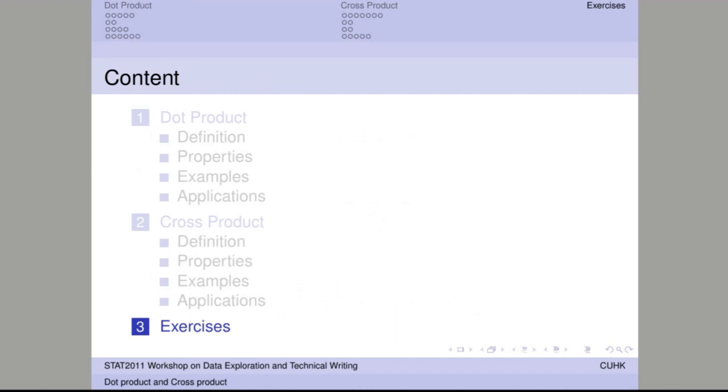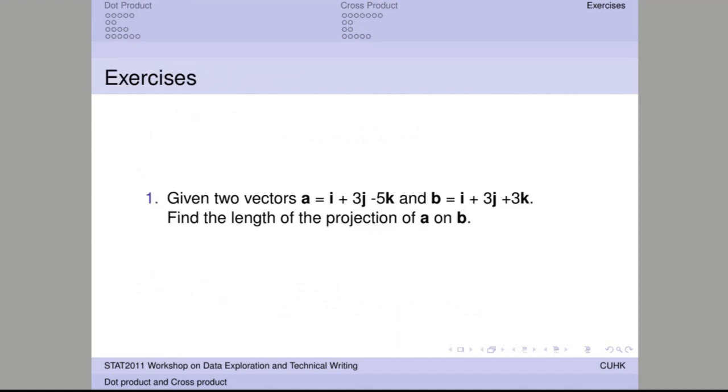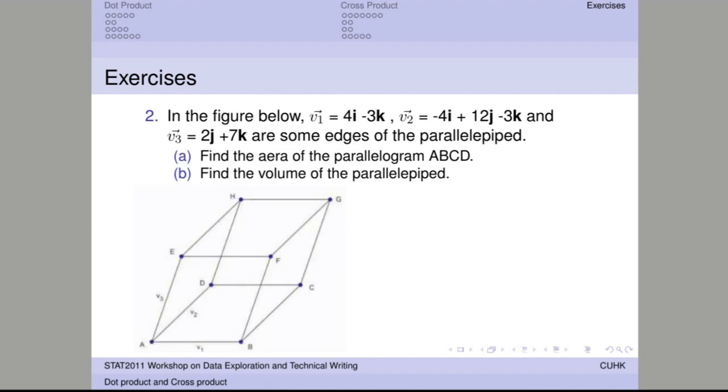Now, we have finished the tutorial part. Here are some exercises with solutions behind. You may test your understanding of this topic. This is the end of this video.